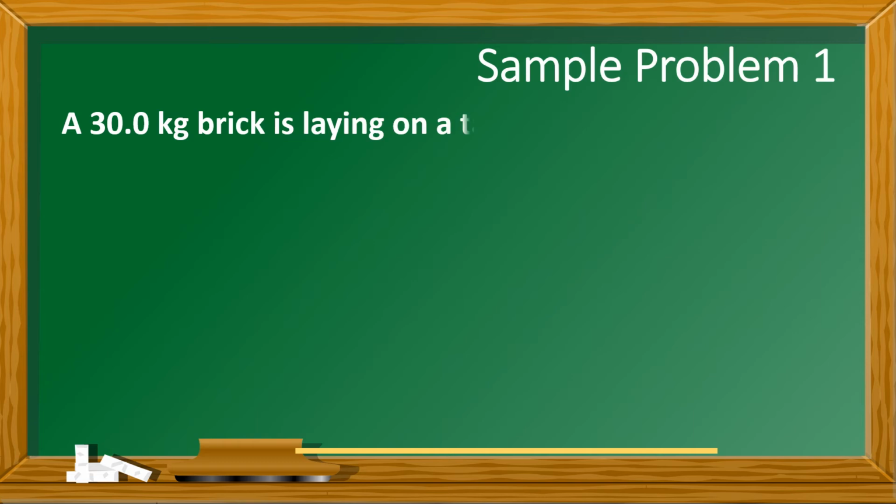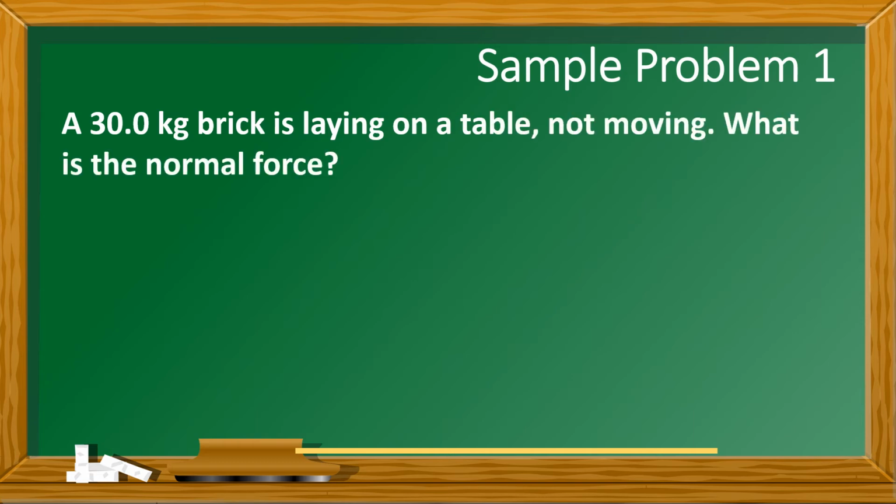Now let's move on to solving different word problems involving static friction and kinetic friction. For example, a 30-kilogram brick is lying on a table, not moving. What is the normal force? From our first discussion, gravitational force is equal to mass times gravity, which is also equal to the normal force. So mass times gravity is equal to the normal force.